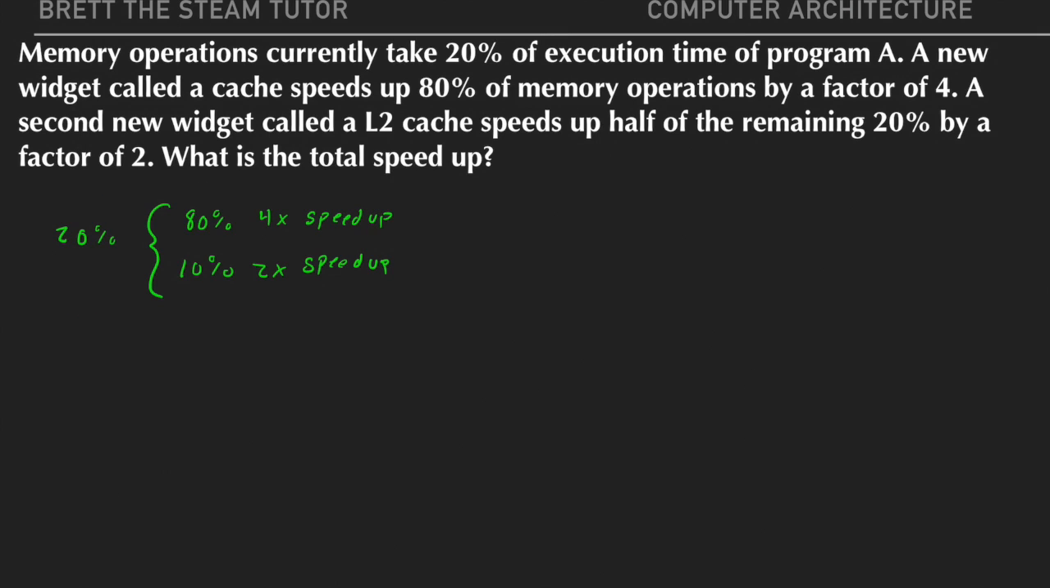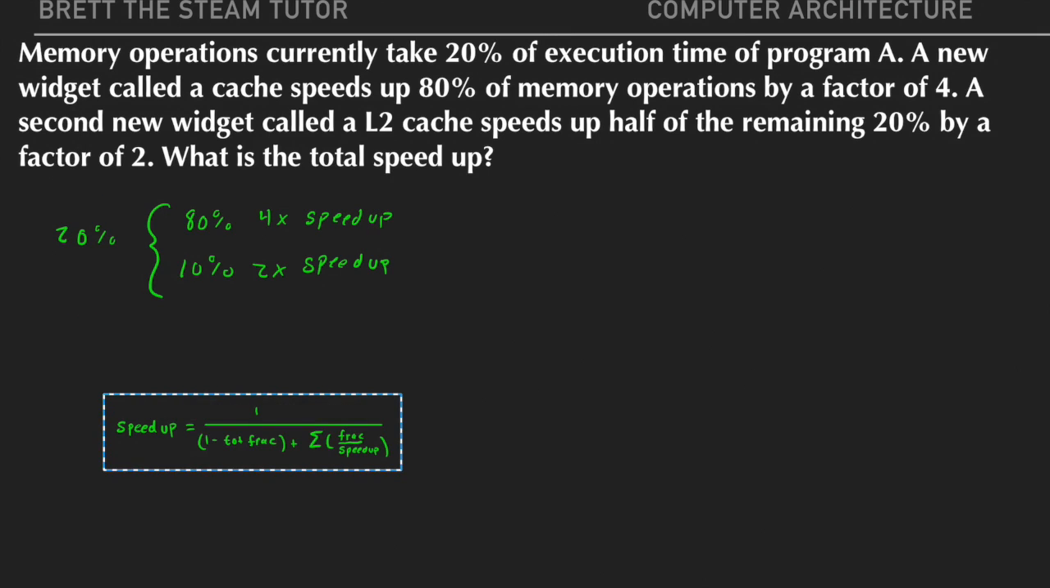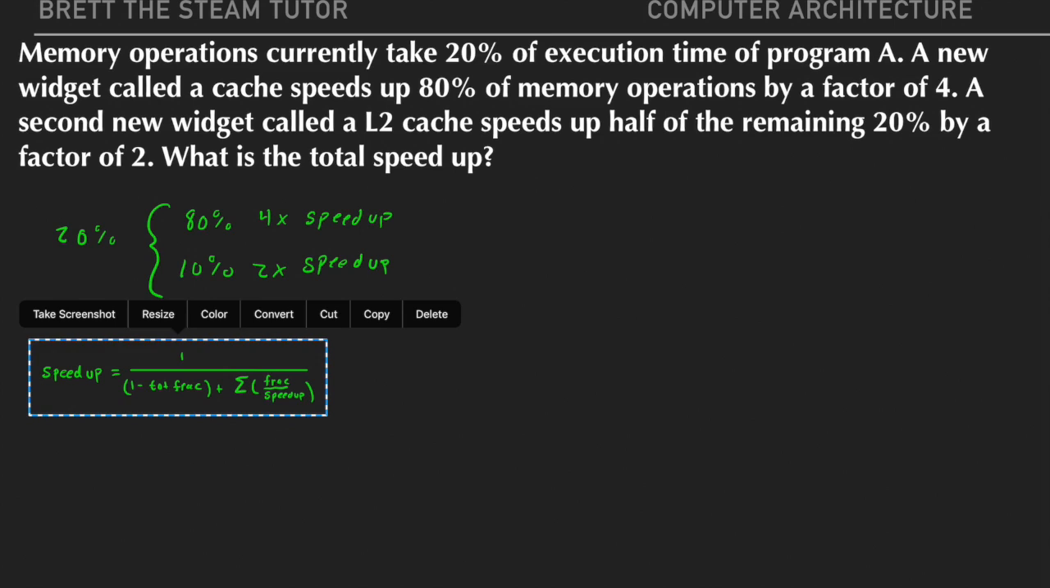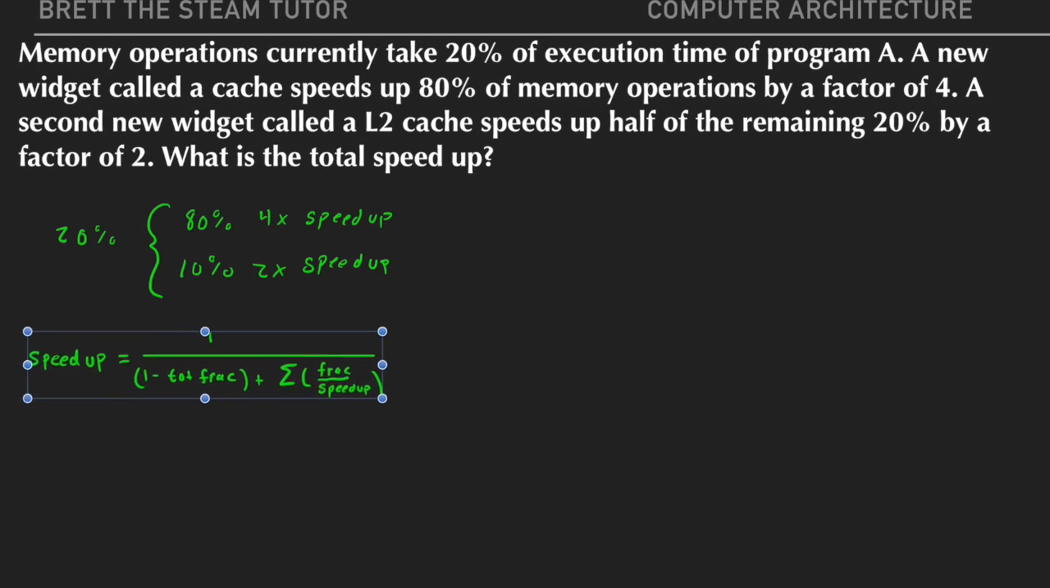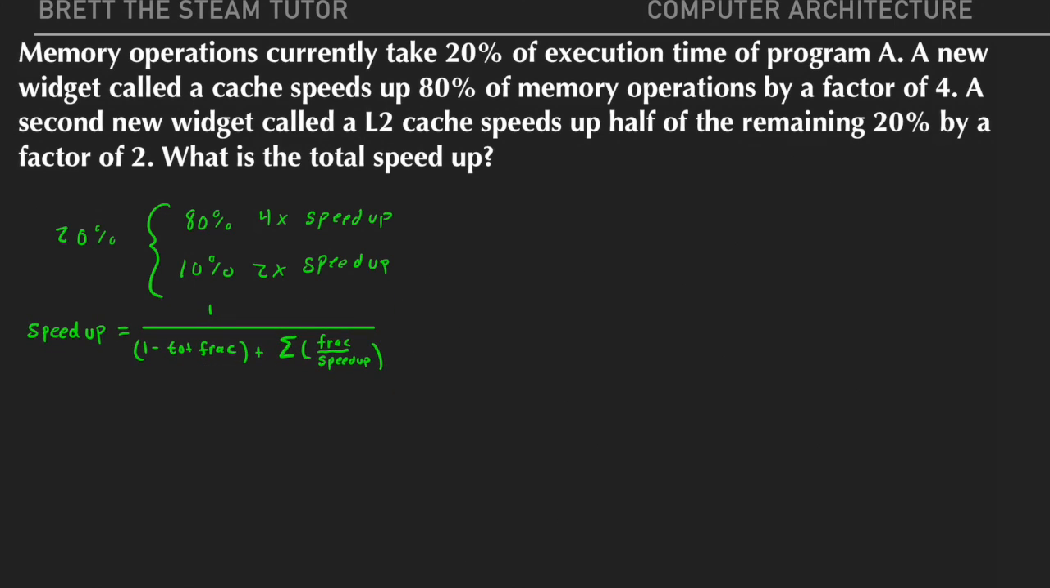Okay, so what we're going to want to use to find this speedup is Amdahl's law. This is the formula right here. What it says is 1 over 1 minus the total fraction that's being affected by speedup plus the sum of all fractional speedups.